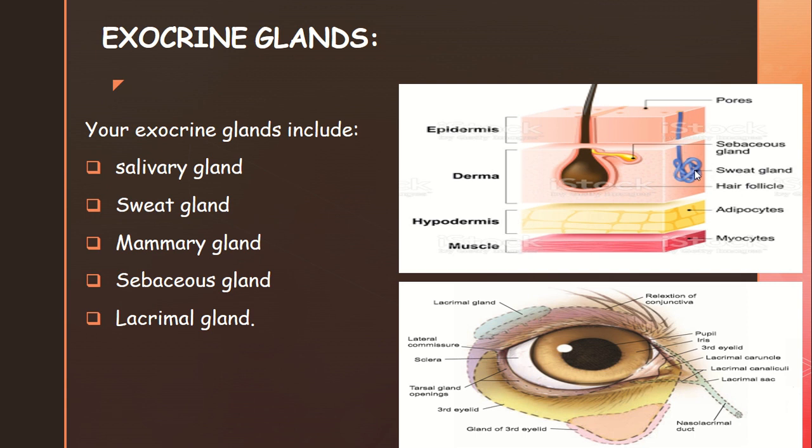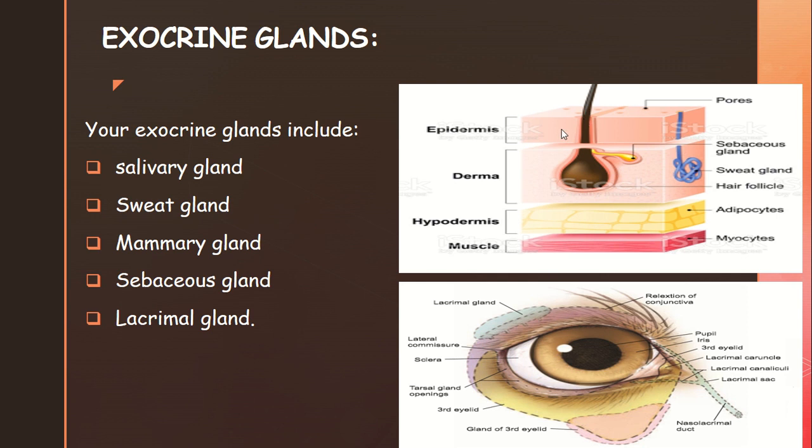So this is the one thing. And the sebaceous gland, as you can see, is the oil gland which is producing oil in our body. This is carried through this duct, and through these pores it comes out. The sebaceous gland is producing sebum. It is a type of oil that is produced in our body.